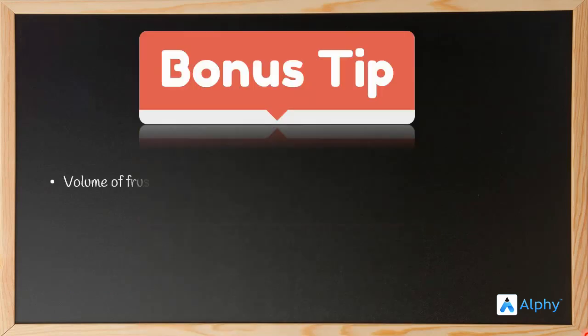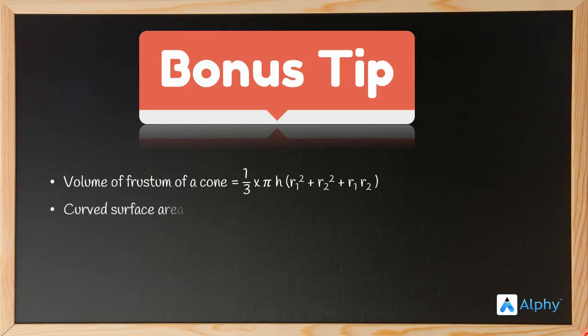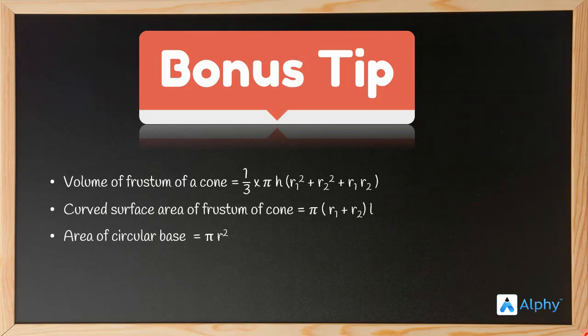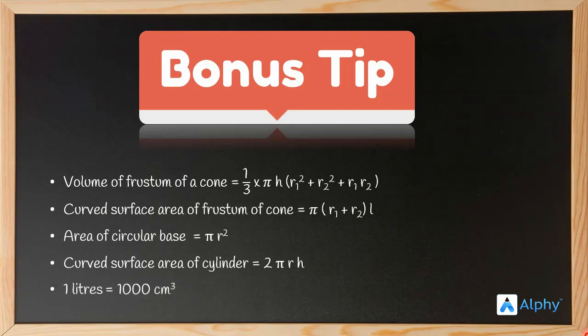Now, bonus tip. We have learned that volume of frustum of a cone is equal to 1 by 3 pi h (R1 square plus R2 square plus R1 into R2). Curved surface area of the frustum of cone is equal to pi (R1 plus R2) into L. Area of the circular base is equal to pi r square. Curved surface area of cylinder is equal to 2 pi rh. And 1 liter is equal to 1000 centimeters cube.